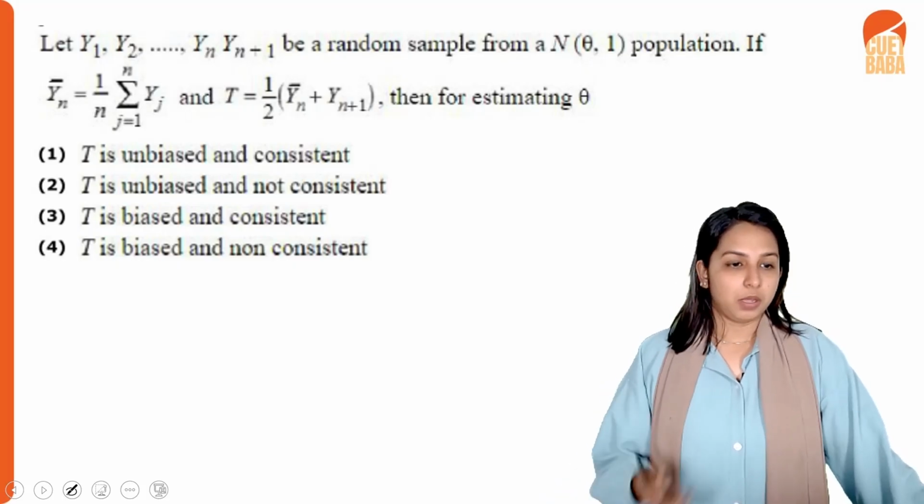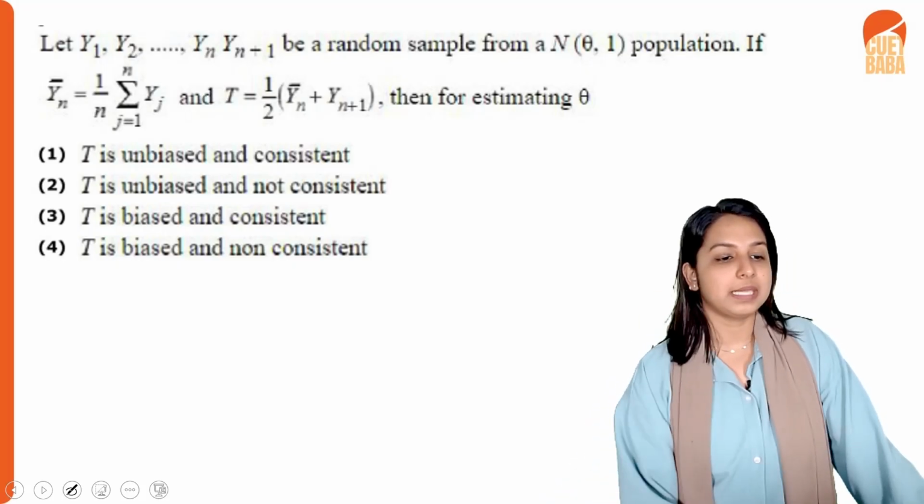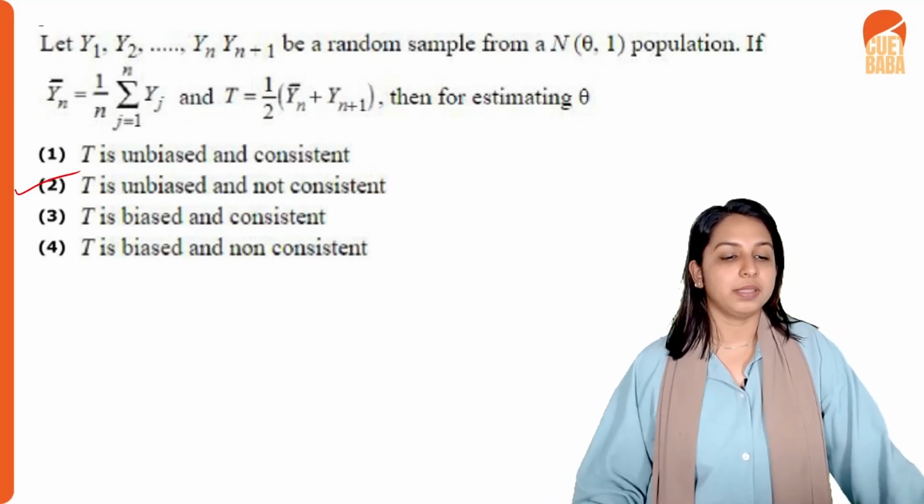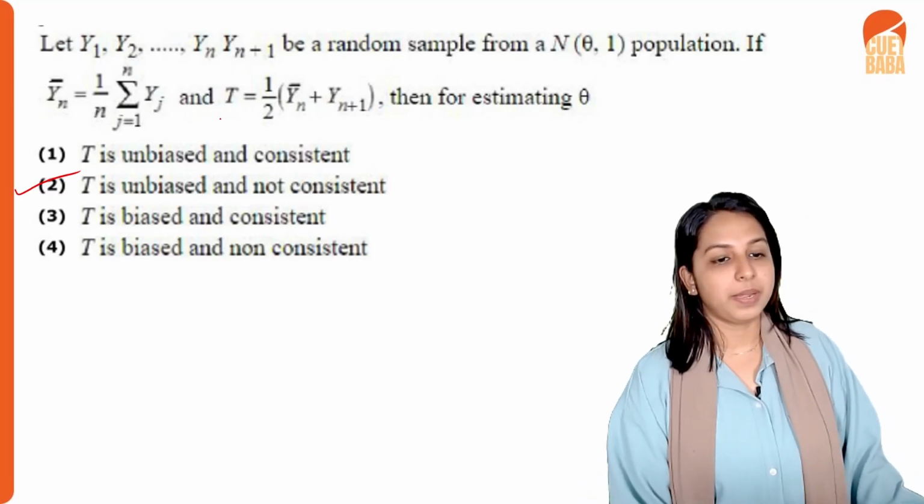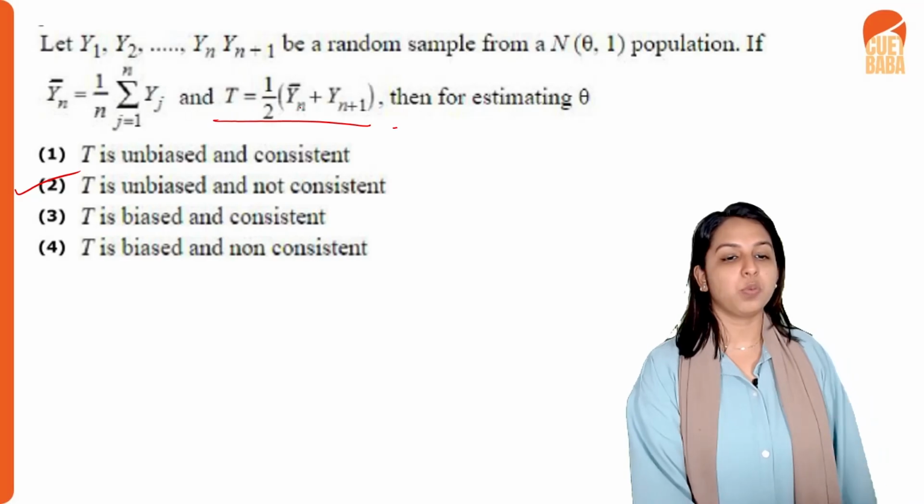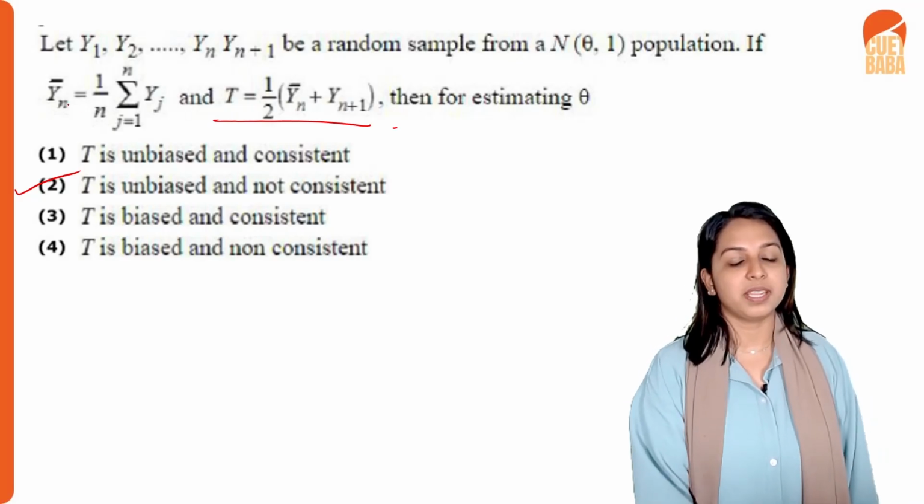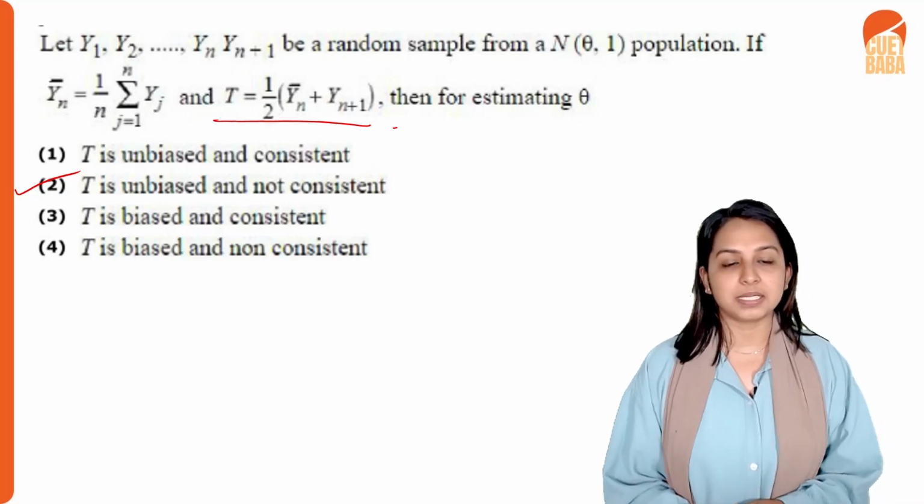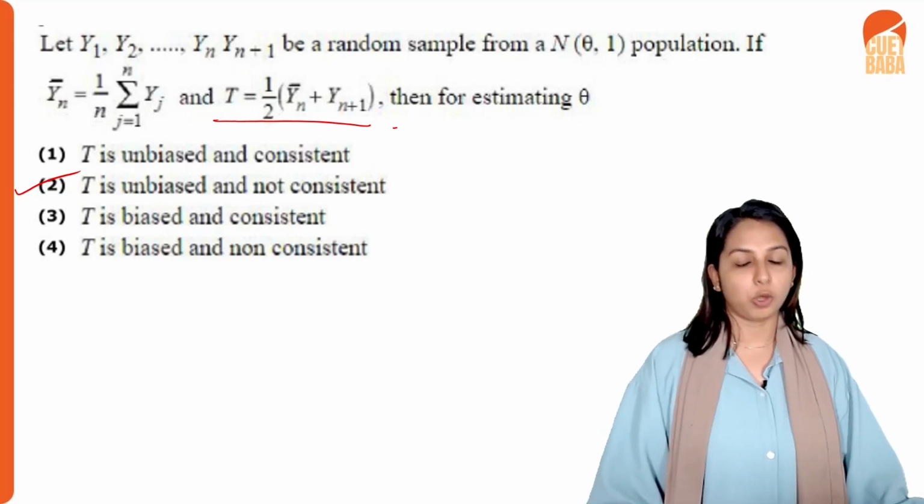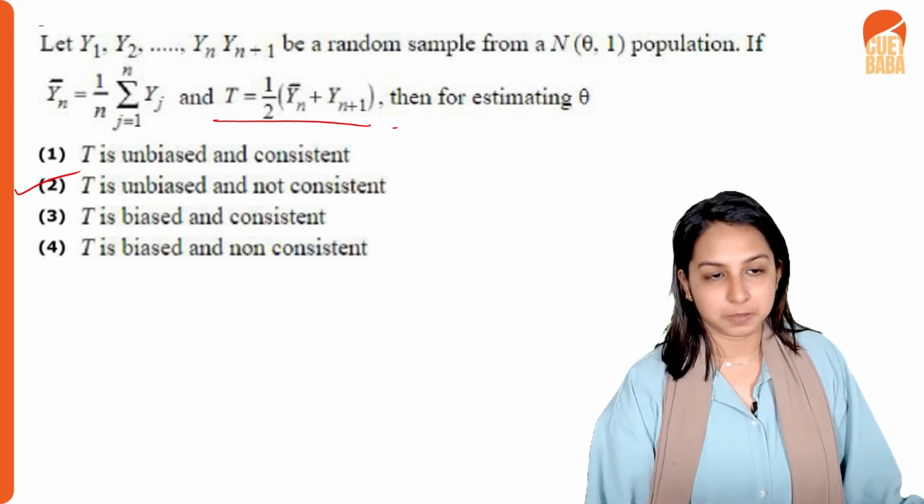While reading all the 4 statements, we can see that the second option is the right one, that is, t is unbiased. See, the estimator t is given as 1 by 2 (yn bar plus yn plus 1) and yn bar is already given. So from that we can understand t is unbiased and not consistent. So option 2 is the right answer.